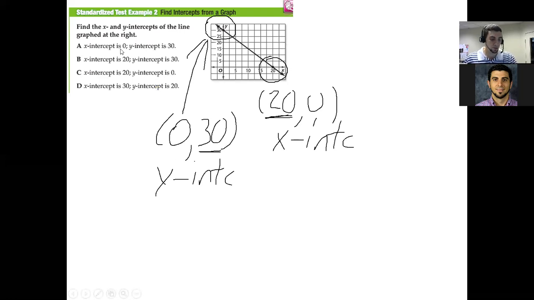So the x-intercept 0, that's not right. The x-intercept's 20 and the y-intercept's 30. That looks to be correct. The x-intercept's 20, that's right, but the y-intercept is not 0, and the x-intercept is 30, y-intercept's 20, those have those backwards. So the correct choice is B. Okay?